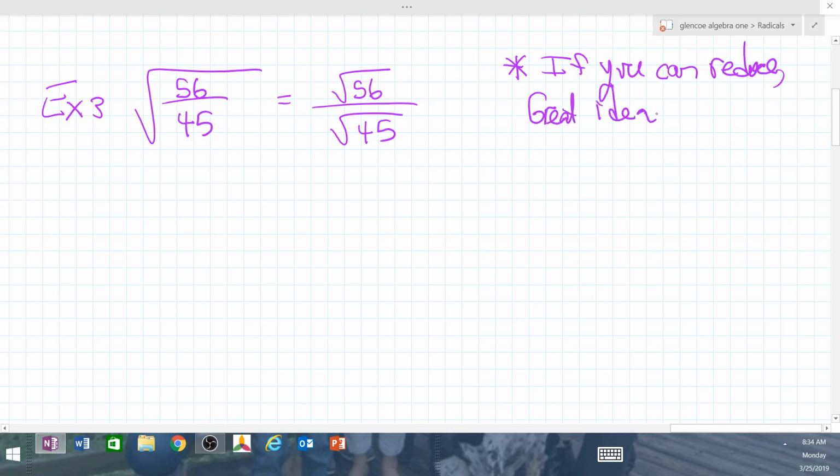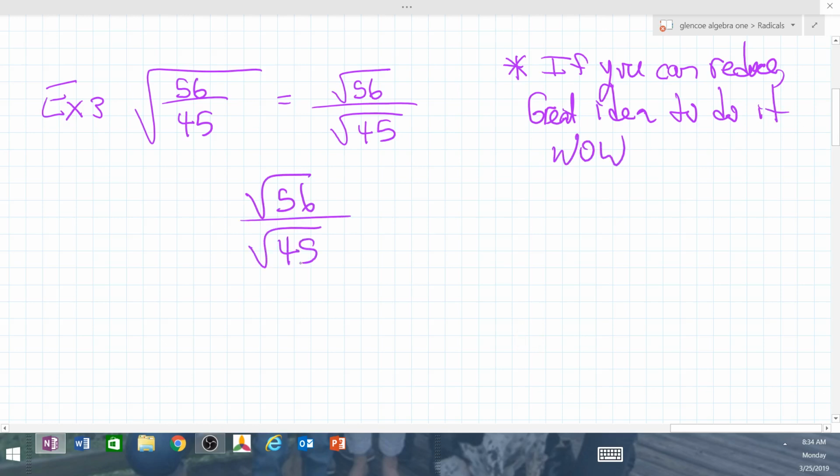If you can reduce 56 and 45, this would be a great idea, because it's going to make your math easier. Remember, you're not going to have calculators on this section, so it's going to make your life a lot easier. So if you can reduce, it's a great idea to do it now. And by that, I mean this. What do 56 and 45 both have in common? No, not 8. 9. How about 9?